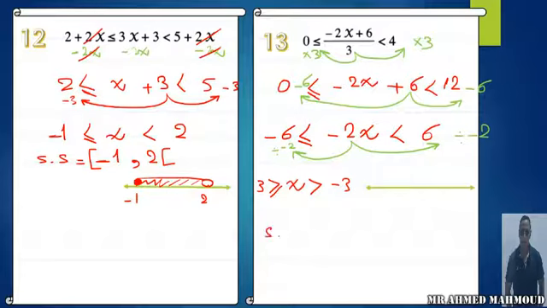The solution set, I will start with the smaller one, negative 3. It's open, and 3 is closed because of the equal sign, and I will represent them on the number line from negative 3 to 3. Negative 3 open, 3 closed, and then connect and shade the space between them.